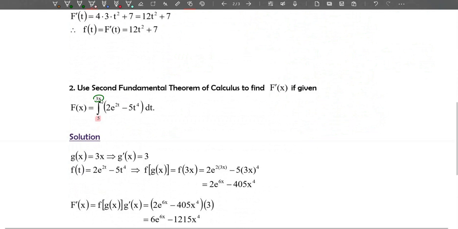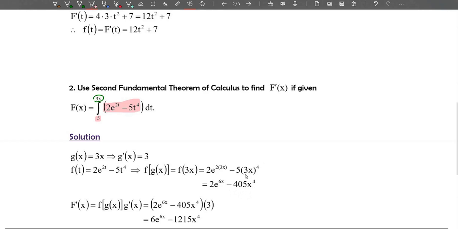Right now g(x) is equal to 3x, so g prime x is equal to 3. And f(t) is the one inside here. This is your f(t). f(t) is equal to 2 exponent 2t minus 5t to the power of 4, where f(g(x)) is f(3x). That means substitute 3x in f. We have 2 exponent 2 times 3x, which is 2 exponent 6x, minus 5 times 3x to the power of 4, which is negative 405x to the power of 4.